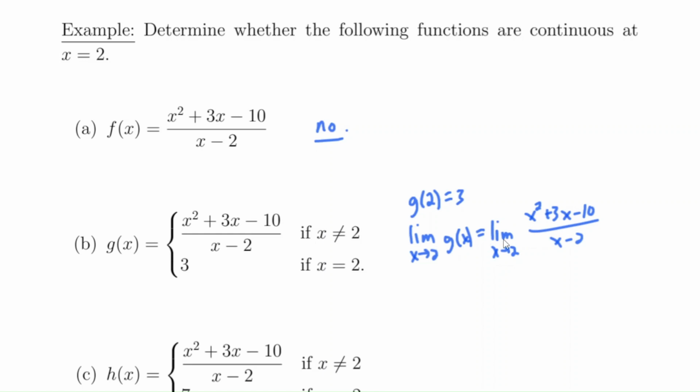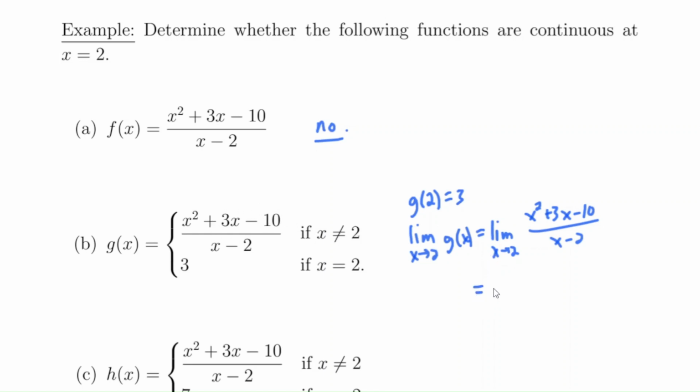Why is it this? Well, the limit as x approaches 2 has nothing to do with how the function is defined at 2, only how it's defined when x is near 2. And when x is near 2 but not equal to 2, the formula is like this. So when we say the limit as x approaches 2 of g of x, we can say limit as x approaches 2 of this formula, because that's what the formula is when x is not 2.